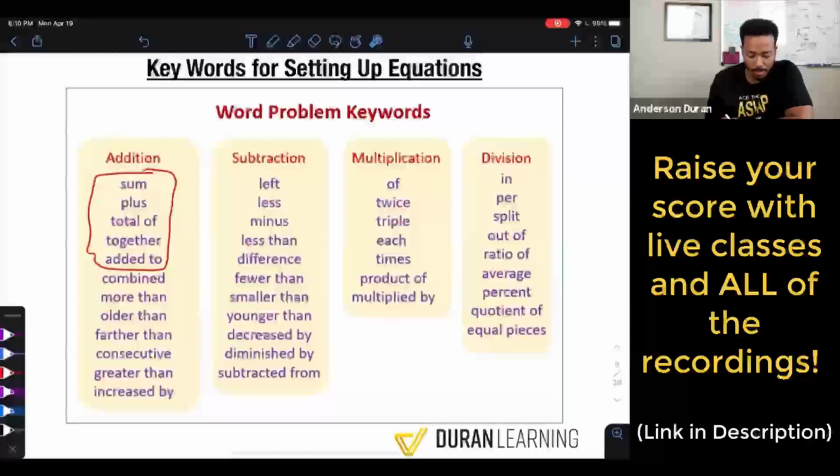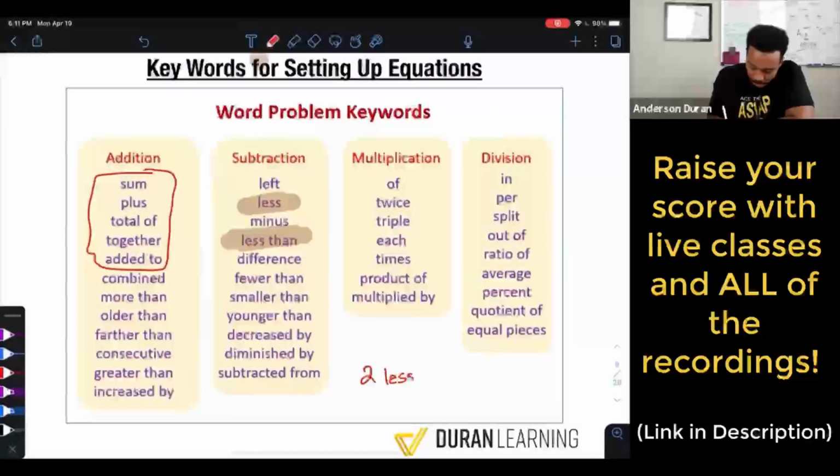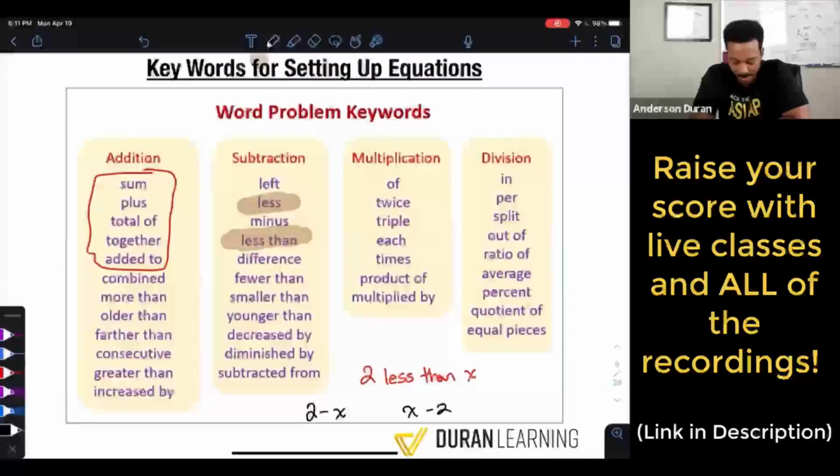Looking at subtraction: left, less, less than. There's a very big difference between less and less than. For example, if I say, what is 2 less than X? Let me write that out. 2 less than X. Which one does it mean, everybody? Does it mean 2 minus X or X minus 2? Which one does it mean? Who knows? John's like, wait, hold up.